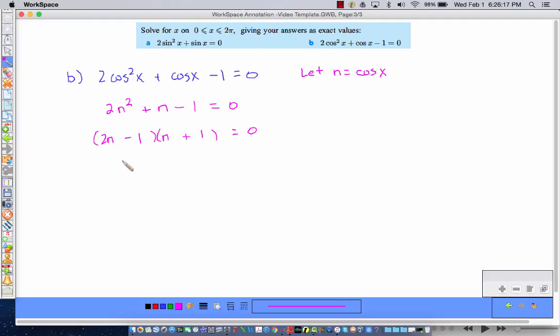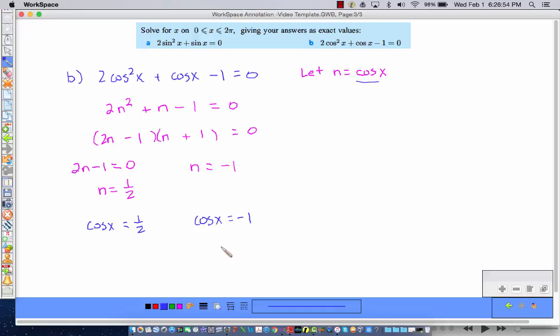So now, ZPP, yeah, I heard you, good. 2n minus 1 is equal to 0, so n could be equal to 1/2. And then, of course, n could be equal to negative 1, with n plus 1 equal to 0. So, again, I'm not interested in what n is equal to. I'm interested in what cosine is equal to. So we'll replace n with cosine x is equal to 1/2. Also, cosine x could be equal to negative 1.